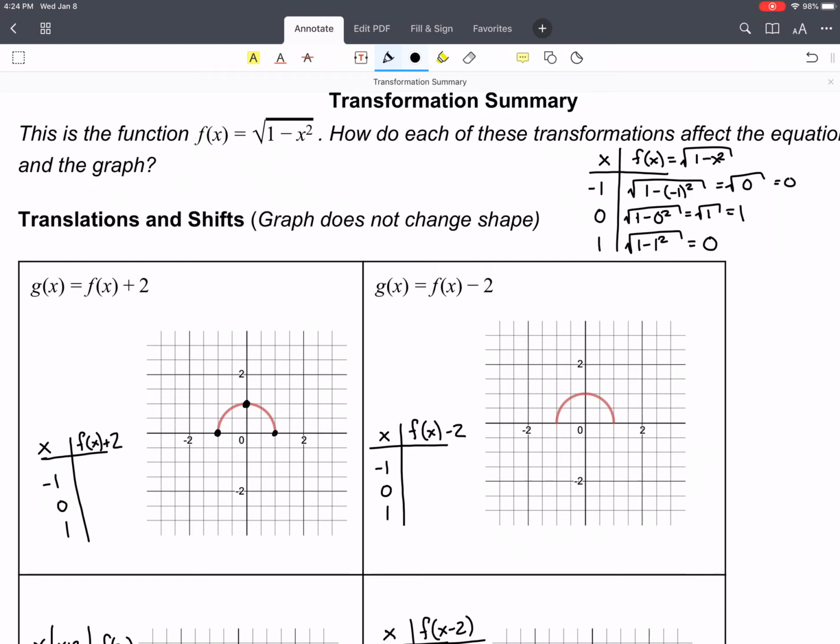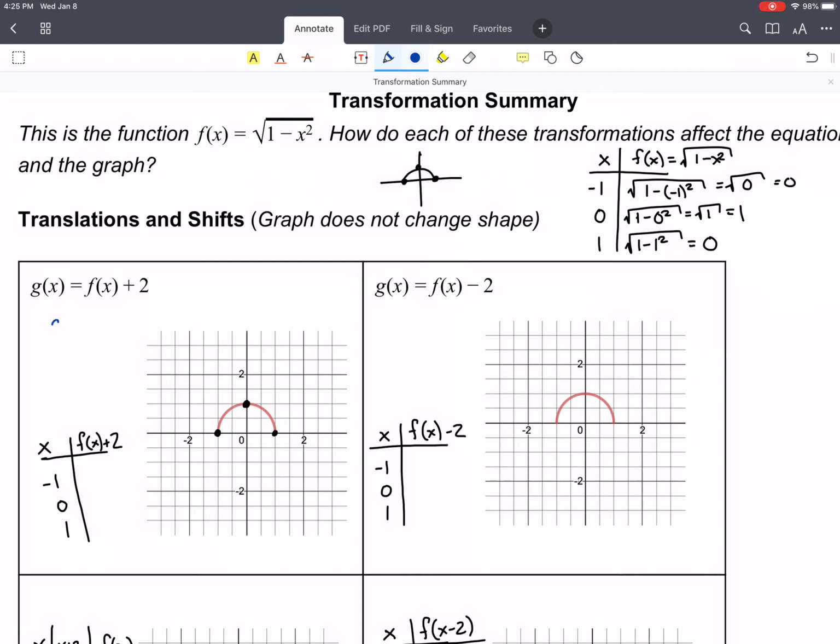And it turns out that the graph through negative 1, 0, 0, 1, 1, 0 is a semicircle. And so that's the original function f of x. And now we're going to talk about transformations of this function. So the first transformations we're going to talk about are translations and shifts, so they don't actually change the shape of the graph, which you've seen some of in Desmos.